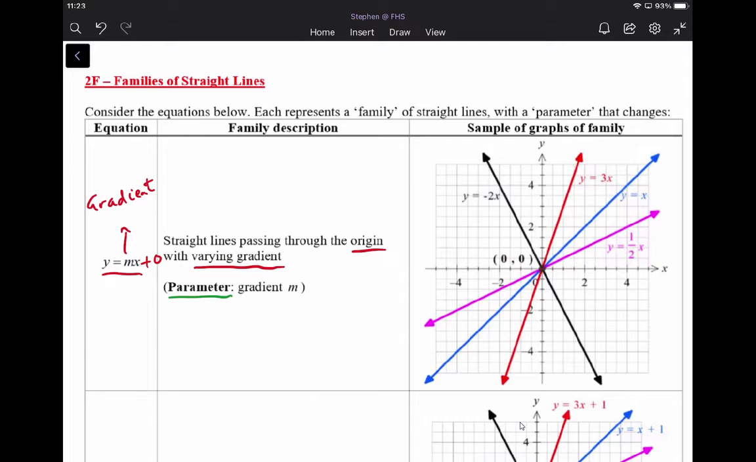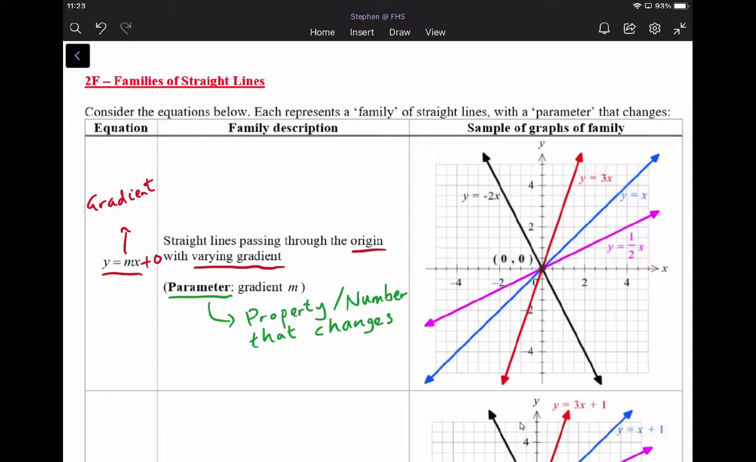If you've never heard the word parameter before, it simply represents a property or a number that changes. So we've got a whole family of lines, which is y equals mx. As the gradient, which is m, changes, you will keep getting a different member of the family. Think of the family as the collection, and each specific line is what we call a member of that family.